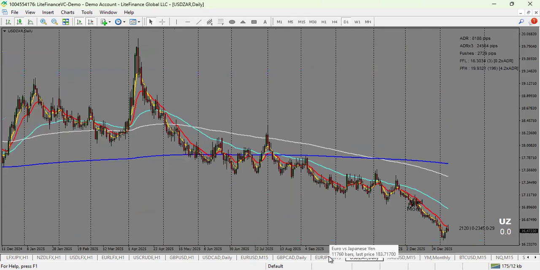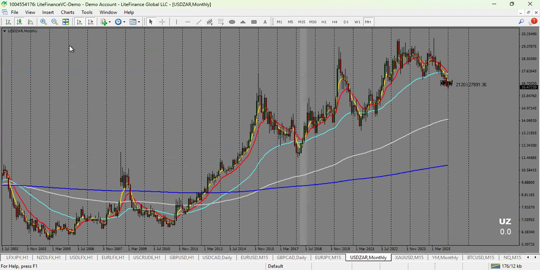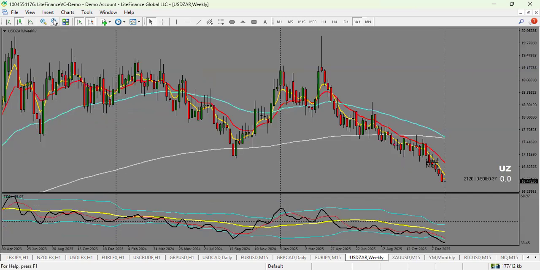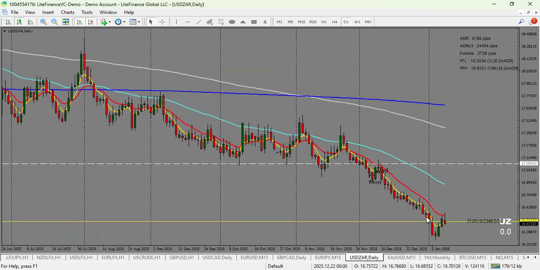Okay, so USDZAR. On the previous week's analysis, we saw that it had a very good bearish market structure. On the weekly time frame, last week we ended with a doji. So the market structure still remains bearish. We haven't changed our position on that.